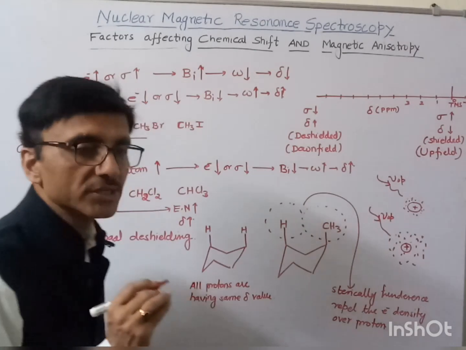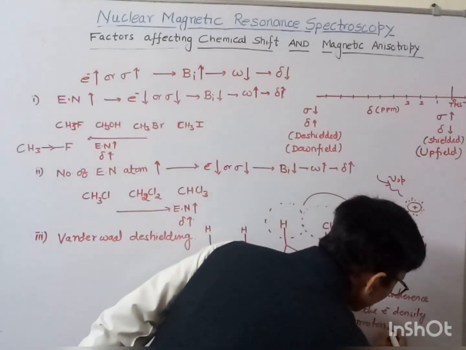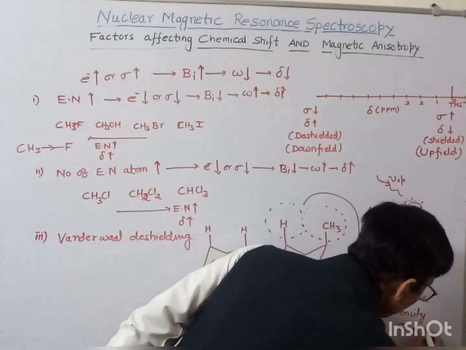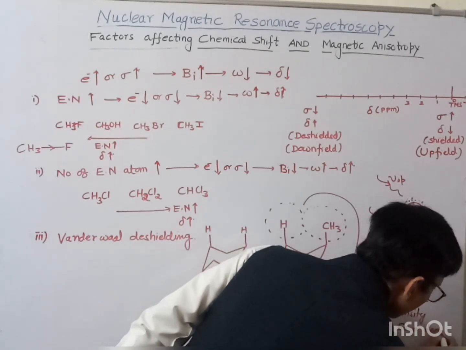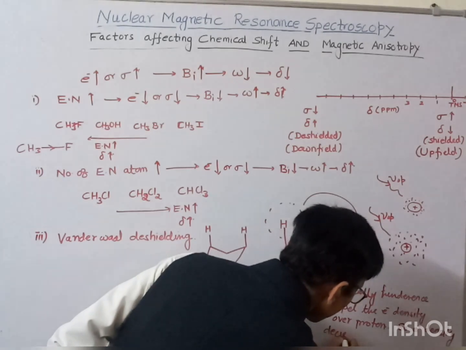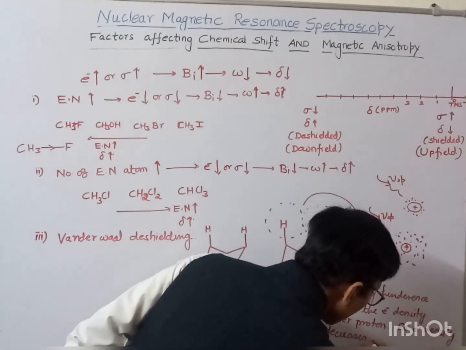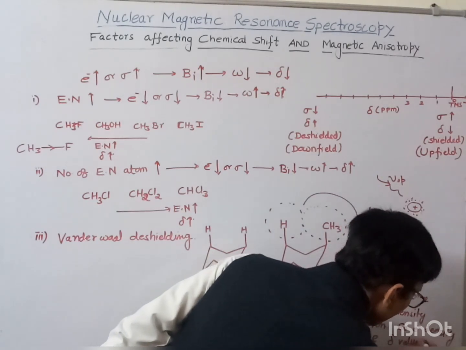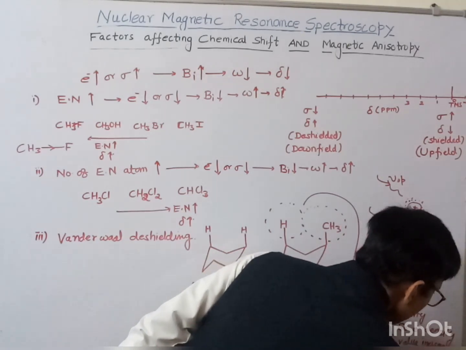Okay, so due to this repulsion, the electron density decreases and the delta value increases. So this is the reason here.